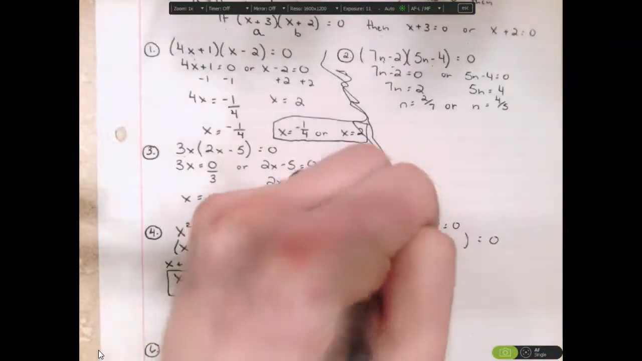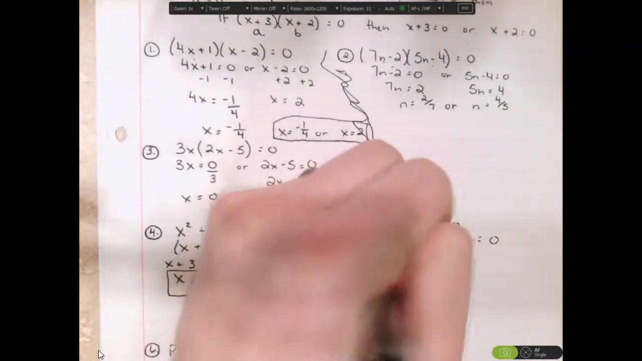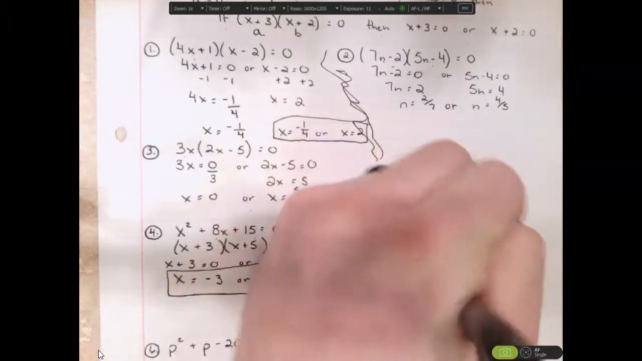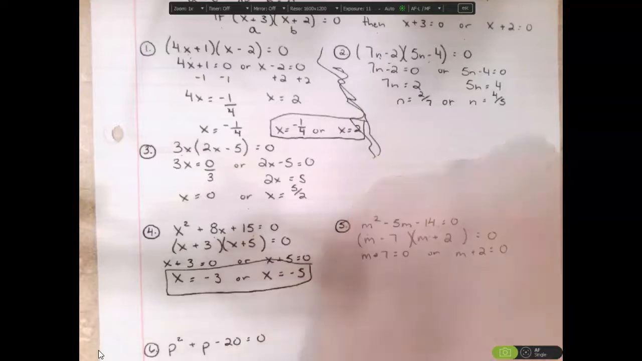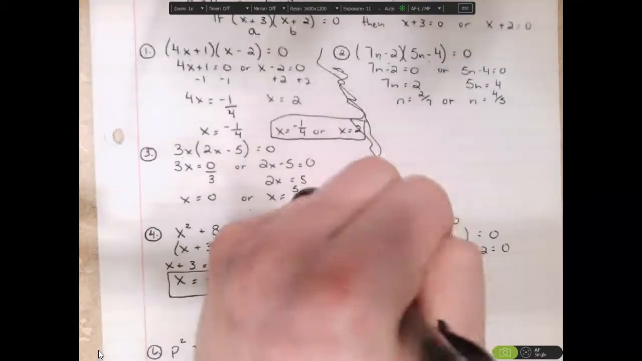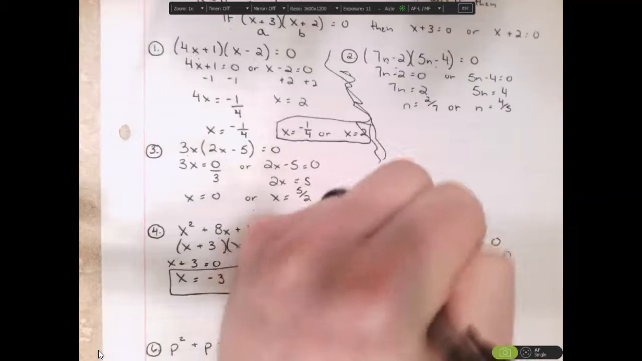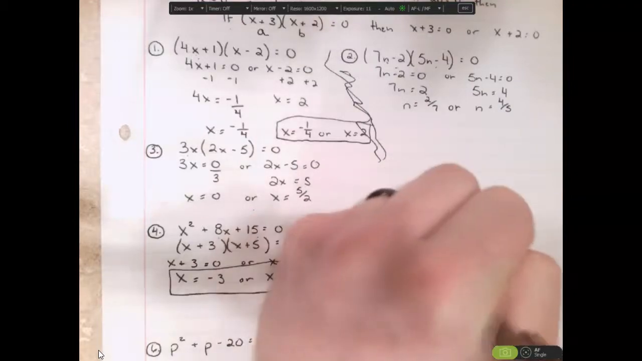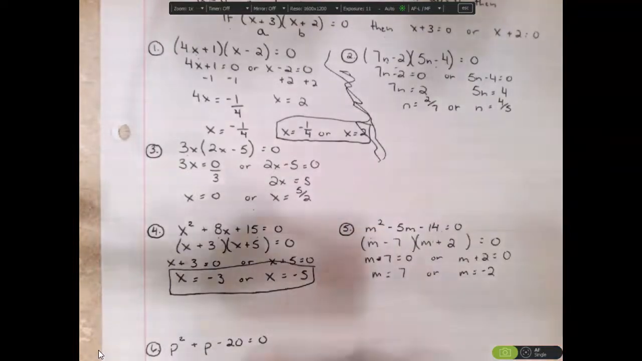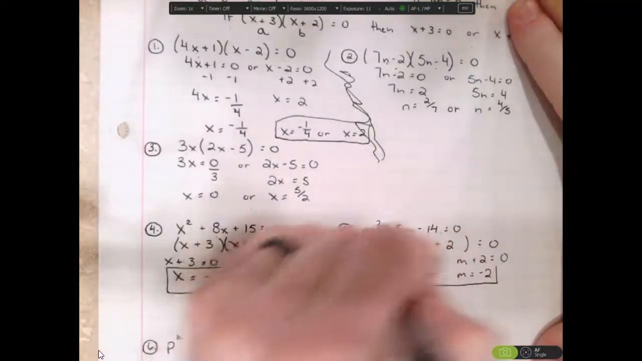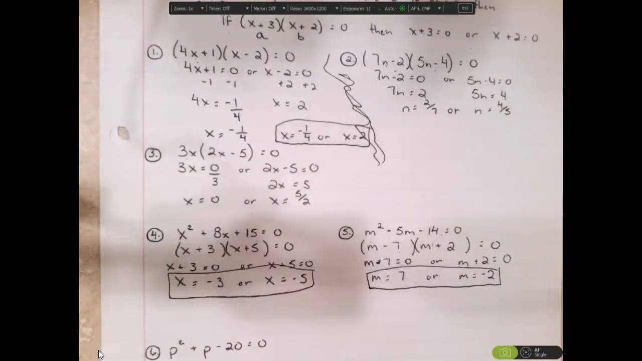Go through, set them equal. So m minus 7 equals 0, or m plus 2 is equal to 0. So again, I'm just bringing them straight down, setting them equal to 0. Solve for m. m is equal to 7, or m is equal to negative 2. And those are then my two solutions.